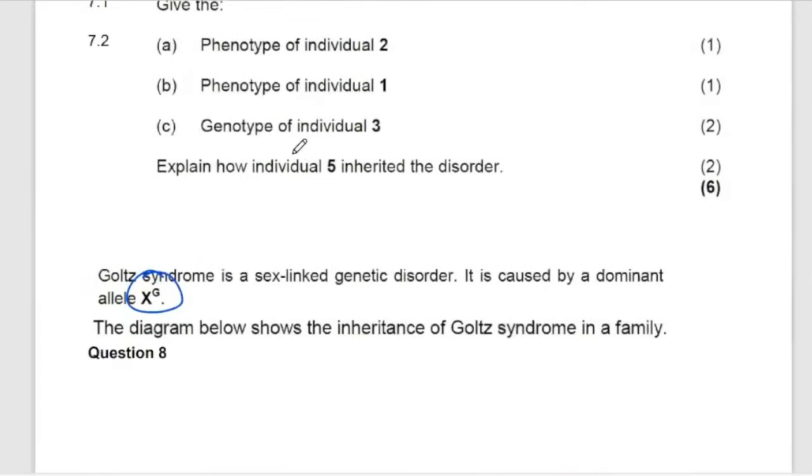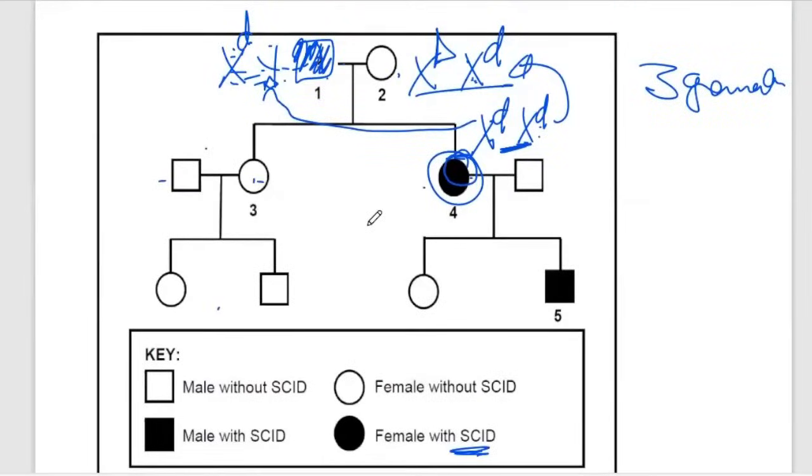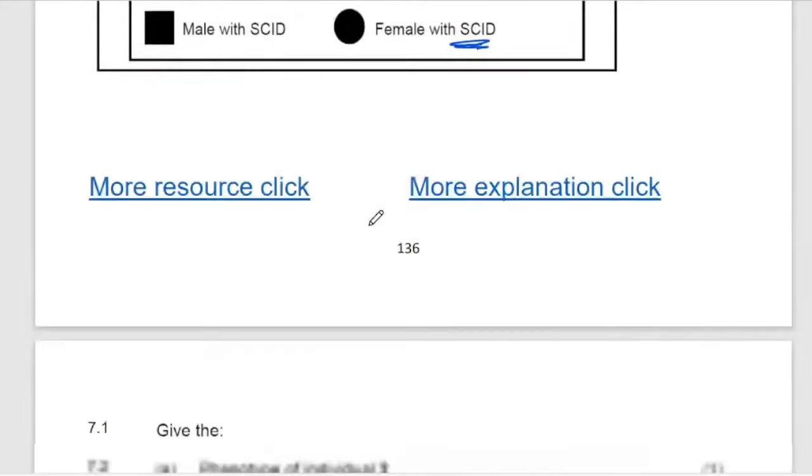And then they're saying identify the genotype of number 3. Remember, this person is sick. Therefore, remember it is a female, it's going to give one chromosome from there. But because it's normal, the mother gave her this. Therefore, it's going to be that way, because they say the genotype.